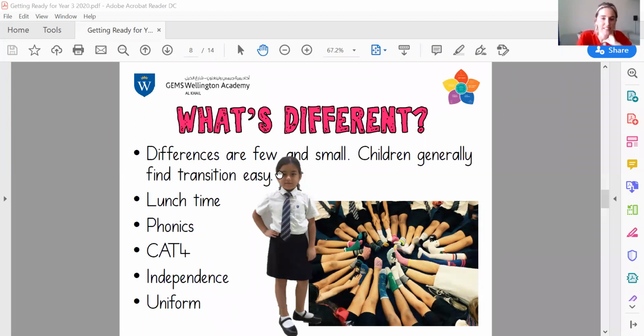Uniform is different. I've got a picture of Talia in my class this year displaying the uniform. Again, this is something that the children love, wearing a shirt and tie. It makes them feel a little bit more important.